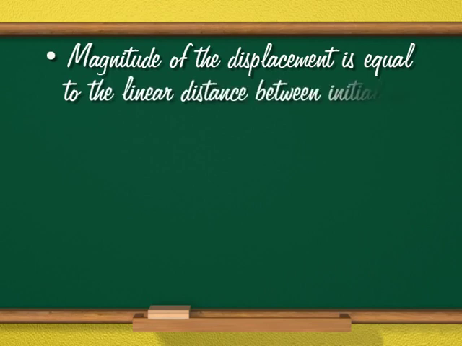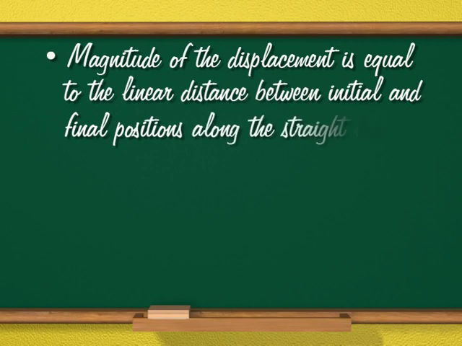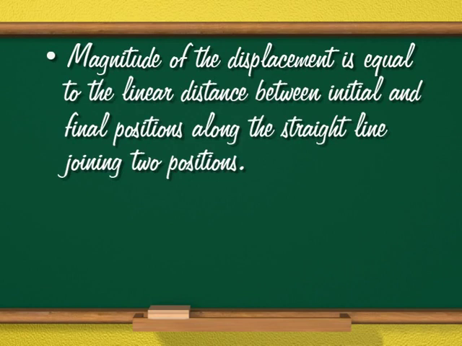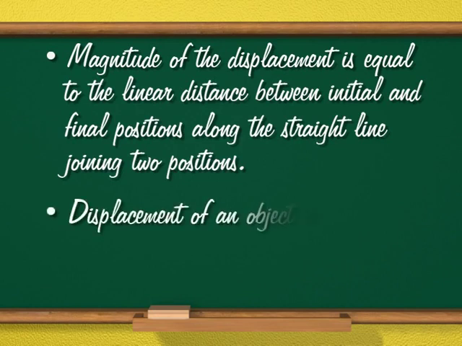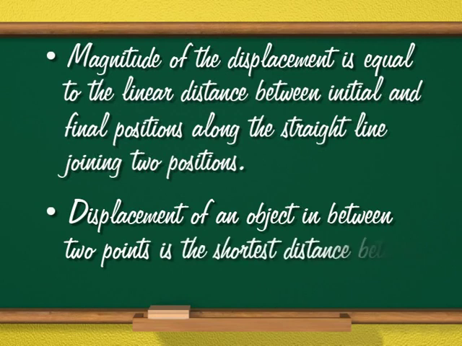Magnitude of the displacement is equal to the linear distance between initial and final positions along the straight line joining two positions. Displacement of an object in between 2 points is the shortest distance between these 2 points.